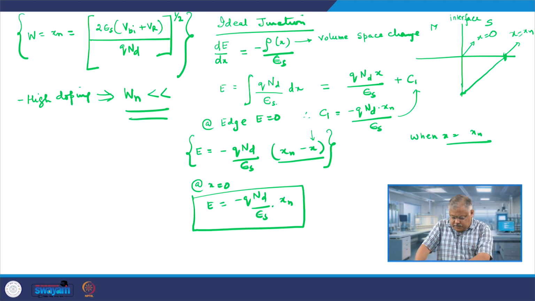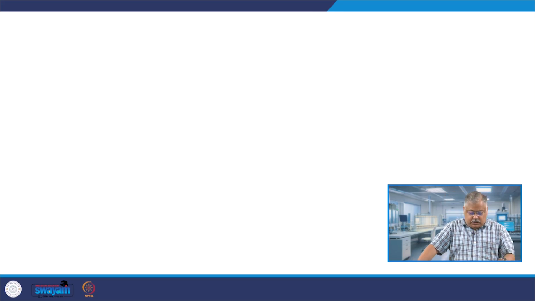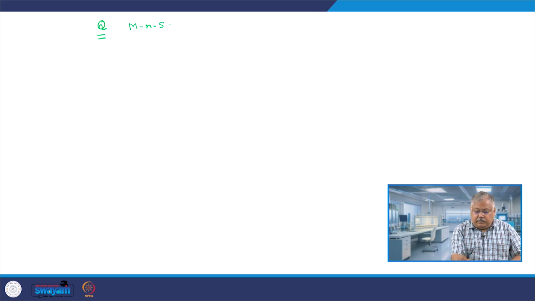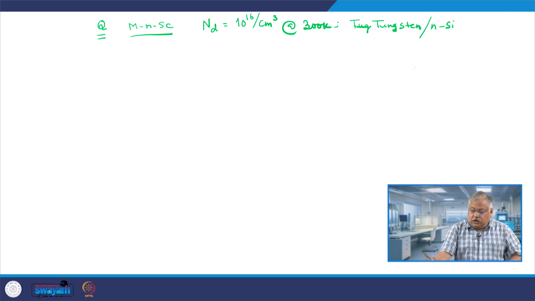With this knowledge, let me showcase one small numerical problem which will help you understand what we are doing at this stage. This is basically a question. I assume I have a metal and n type semiconductor, and the donor doping concentration is 10 to the power 16 per centimeter cube at 300 Kelvin. Let us assume that the metal is tungsten, and you have this n type silicon on this side.